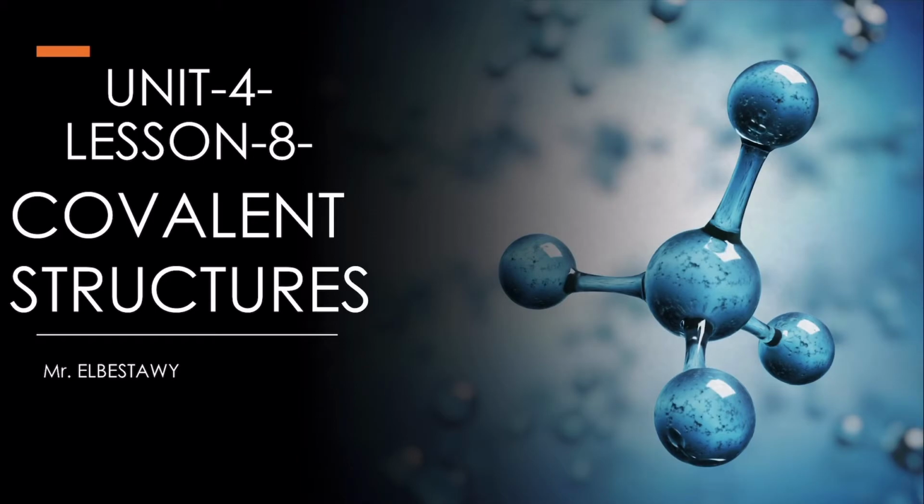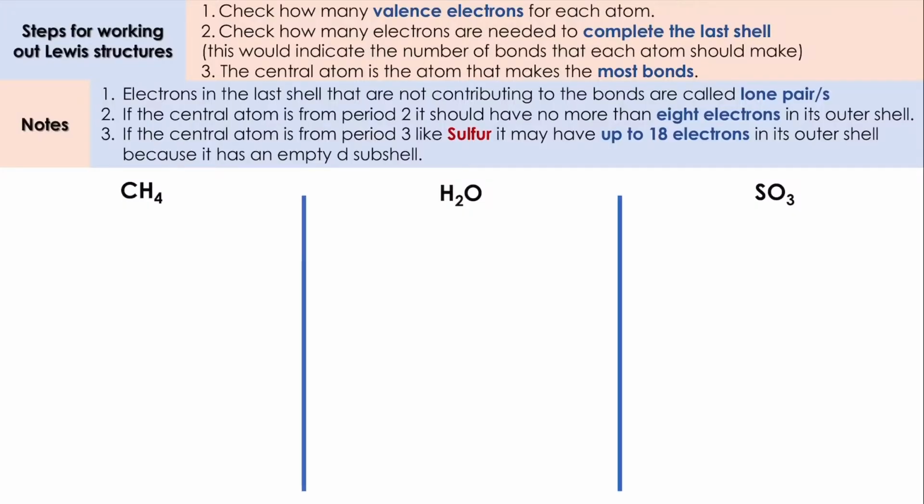Let's get started. There are different steps or rules to draw the covalent structures or Lewis structures. For me, I have 3 rules or 3 steps and 3 notes. I'm not going to read them, but I'm going to use them immediately. Let's check what we have here.